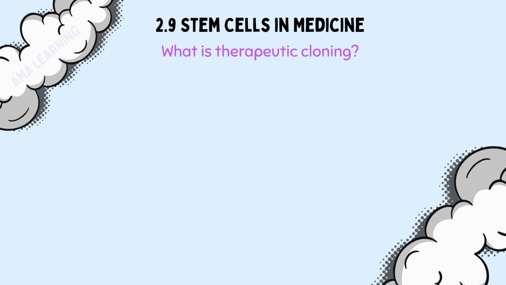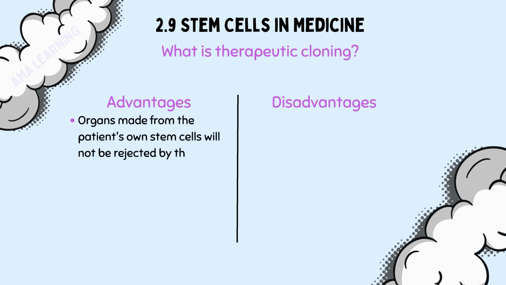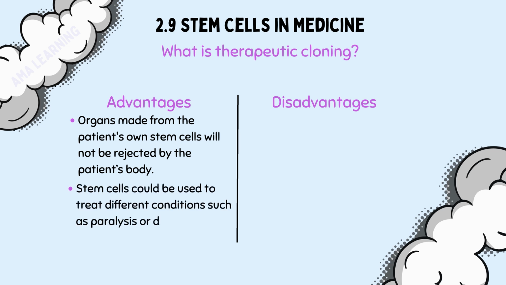Using stem cells to treat diseases and conditions has some advantages and disadvantages. Advantages. As already explained, organs made from the patient's own stem cells will not be rejected by the patient's body. Additionally, stem cells could be used to treat different conditions such as paralysis or diabetes.